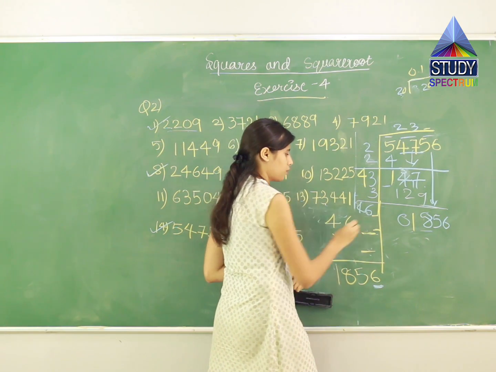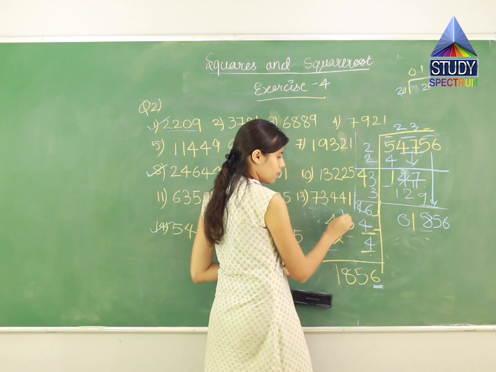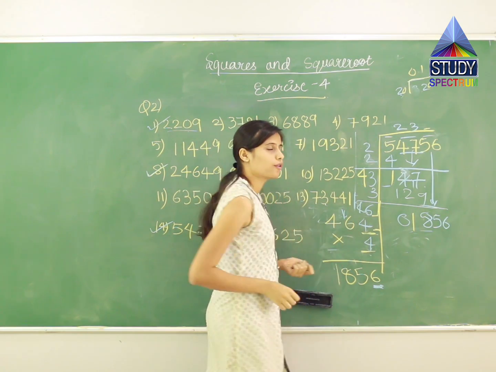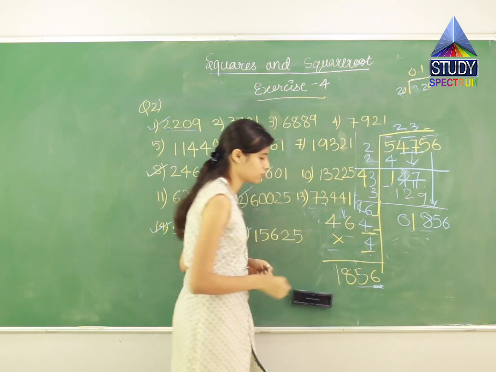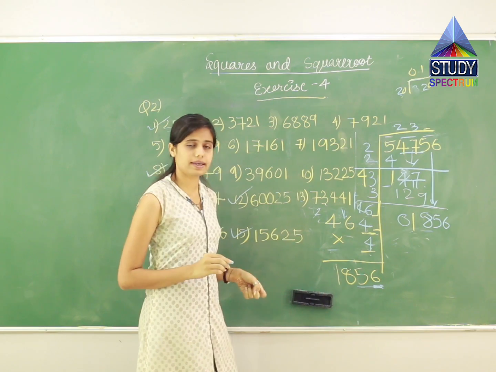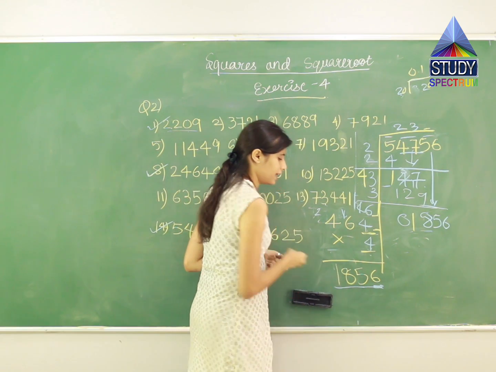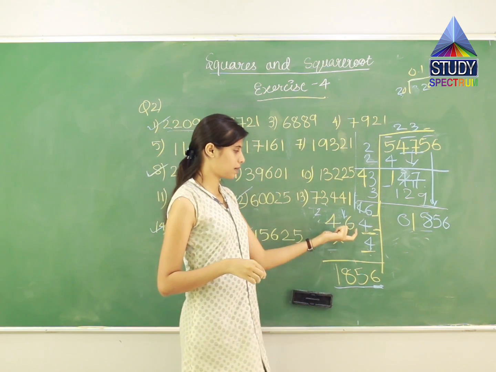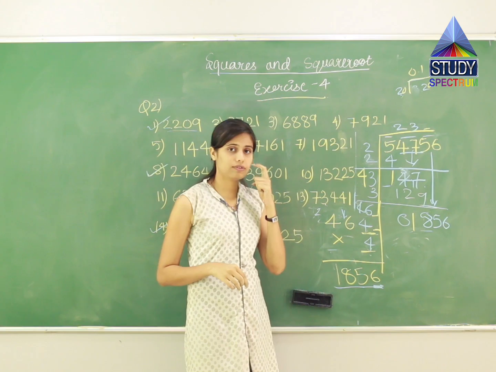So let us try with 4. 4 4s are 16. So 6 we got over here, 1 over here. 6 4s are 24. 24 plus 1, 25. So I got 5 also, and I'll write 2 over here. Now 4 4s are 16. 16 plus 2, 18. So I got 18 also. Means what? This number 464 multiplied by 4, I get 1856.